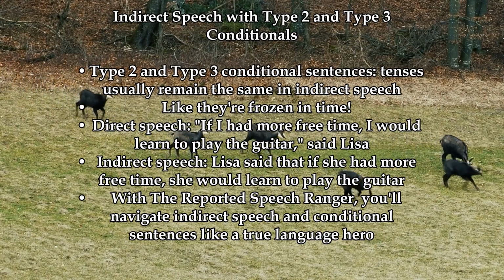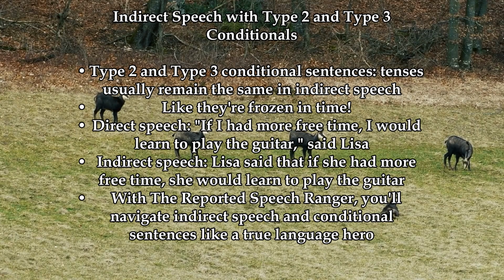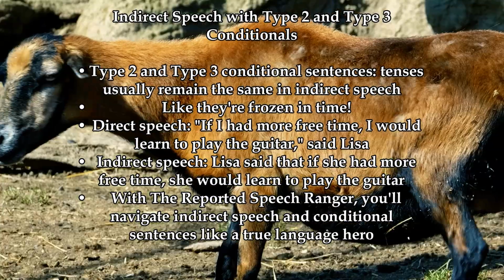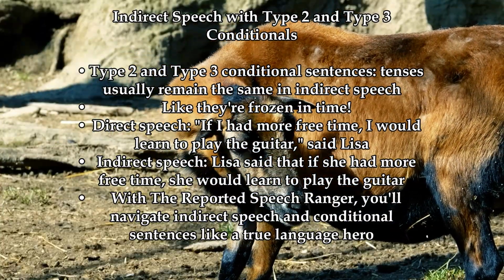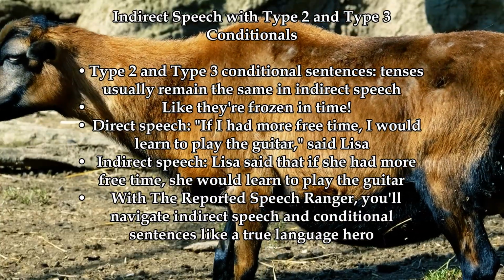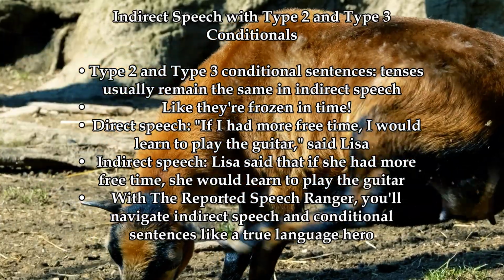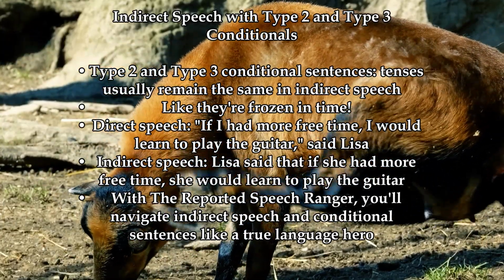But for type 2 and type 3 conditional sentences, the tenses usually remain the same in indirect speech. It's like they're frozen in time. Direct speech: If I had more free time, I would learn to play the guitar, said Lisa. Indirect speech: Lisa said that if she had more free time, she would learn to play the guitar. With the reported speech ranger by your side, you'll be navigating the world of indirect speech and conditional sentences like a true language hero.